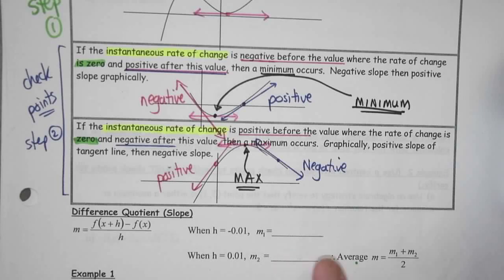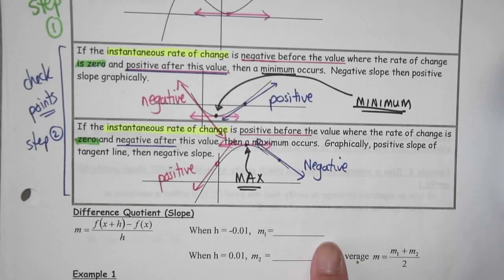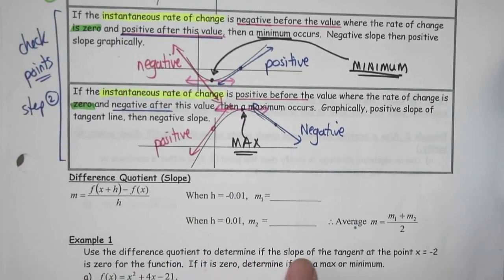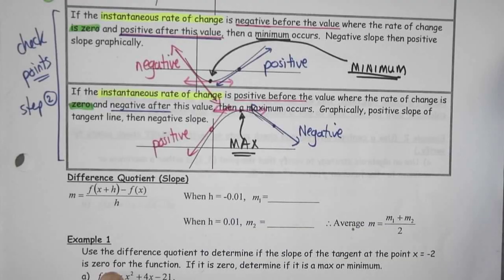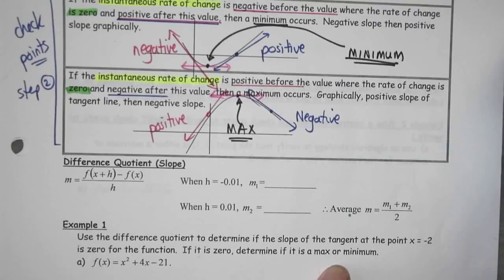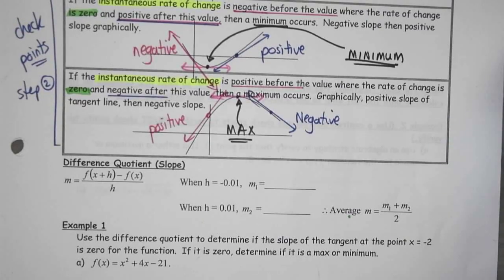If it does happen to be 0, so if we check it and we go, oh, wow, cool, I checked it and my slope is 0, then you can go on to step 2 and go, okay, but I want to see whether or not it's a max or a minimum. Okay, so here, we're going to use the difference quotient to determine if the slope is 0. So step 1, it's telling you what to do. If it's 0, then determine if it's a max or min. So it's literally telling you the 2 steps they want.